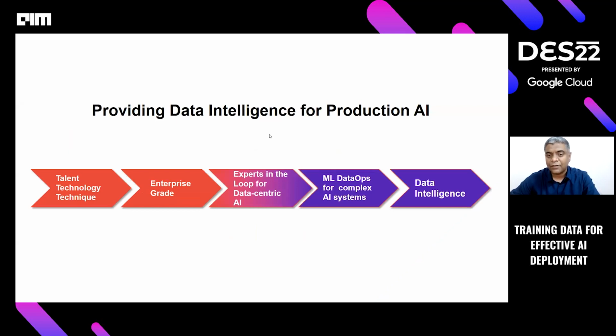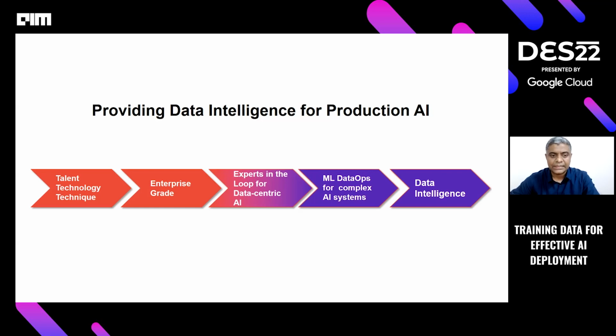At iMerit, we provide data intelligence for production AI. We do this by working with a broad spectrum of companies and helping them in structuring and classifying the data that they use for training their ML models. We also provide actionable data insights that are used for test case generation, edge case management, and anomaly detection.